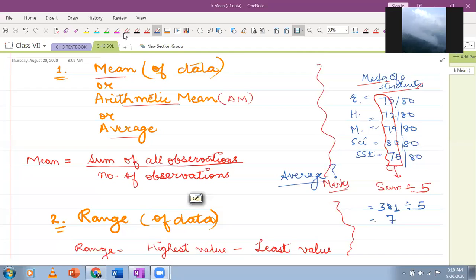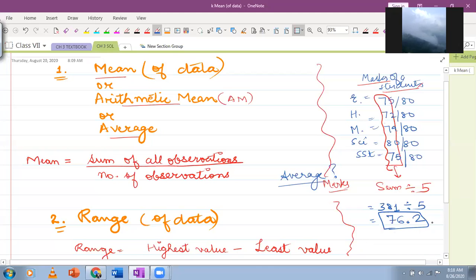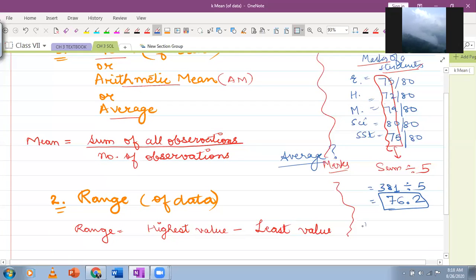Yes, that's correct. Now the students have actually calculated the values. The total for all the values, all the marks, is 381. And when you divide 381 by 5, the answer comes out to be 76.2. So this is the average marks of the child. And if we want to find out the range of his marks, how far they go from where to where, we want to find out which is the highest value and which is the lowest value. So in which subject did he get the minimum marks?